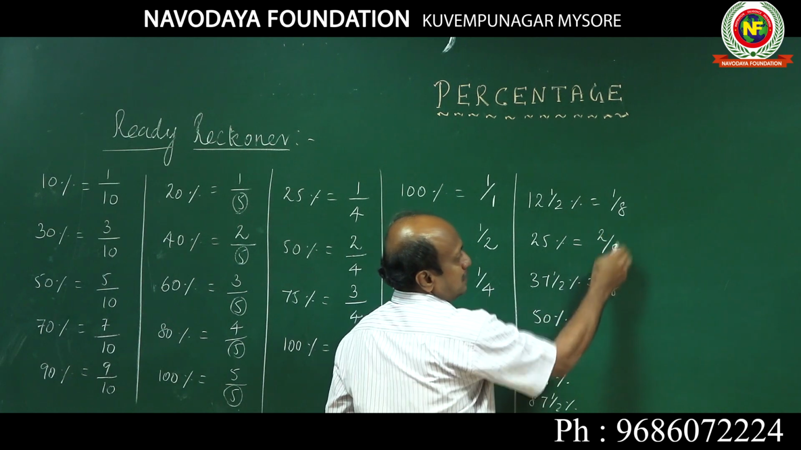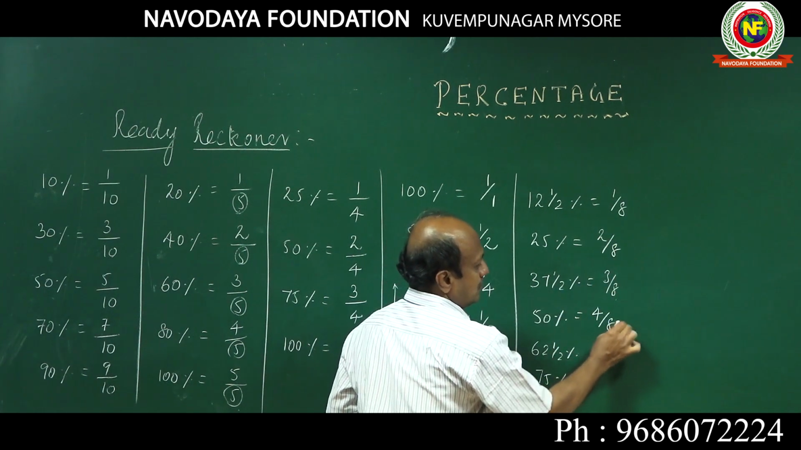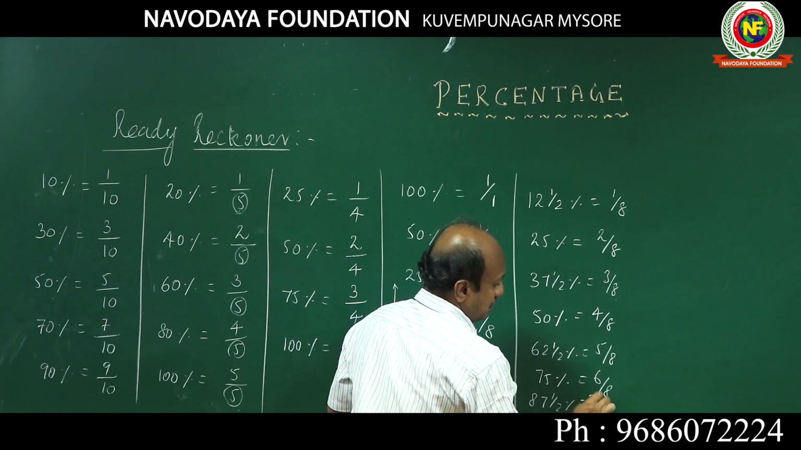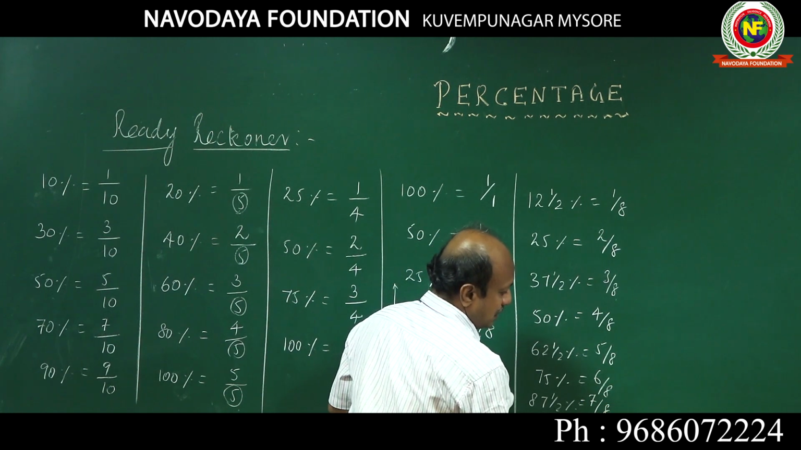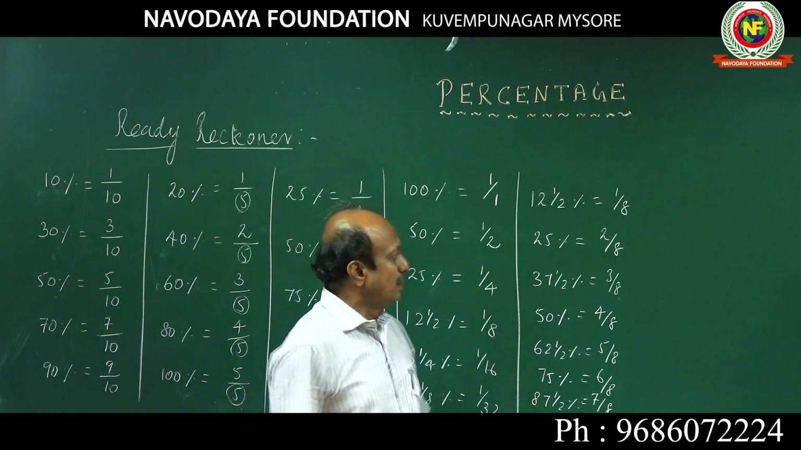Here look at the denominators are same. Here the numerator goes on 1, 2, 3. Here it is 4, 5 by 8, 6 by 8, 7 by 8. Of course the last one is 8 by 8. So this will help you.